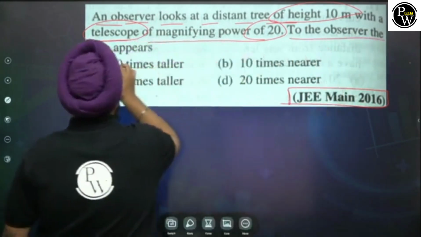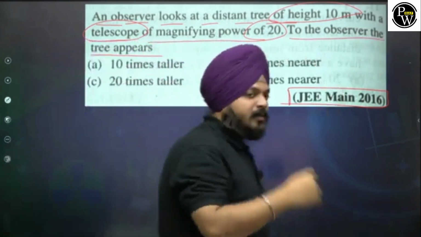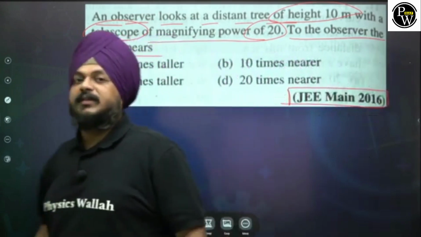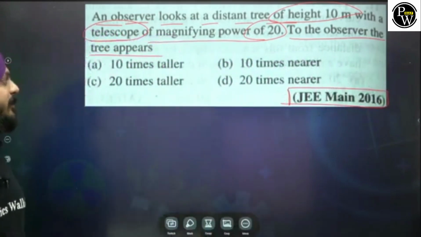Then to the observer, how does the tree appear? See, it's a very simple question.